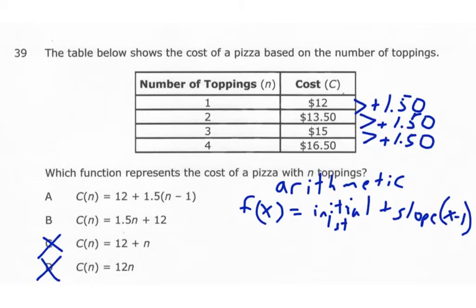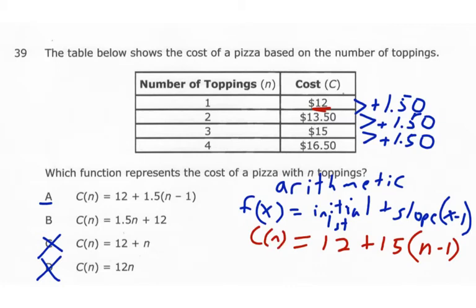So we could prove that A is correct by doing this because our initial amount is 12. That's what we started with for our first term. So we just plug in a 12. Our slope we know is 1.5, so plus 1.5. And here they used n instead of x, so it would be the n minus 1 term. So I just proved that A is right by that formula.